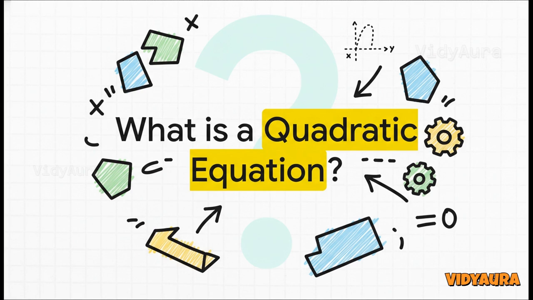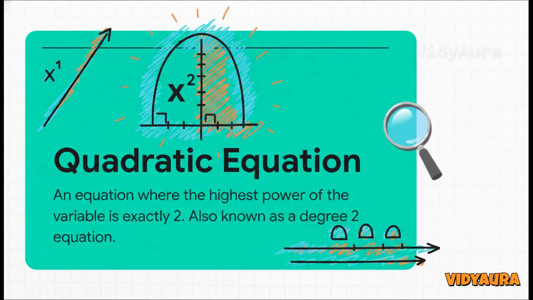Let's break it down. So, think about it like this. You've already worked with linear equations, right? Where the highest power of x is just 1. Well, a quadratic equation is just the next step up. It's any equation where the highest power of the variable is exactly 2. That little x squared term, that's the hero of our story today. That's what makes it quadratic.